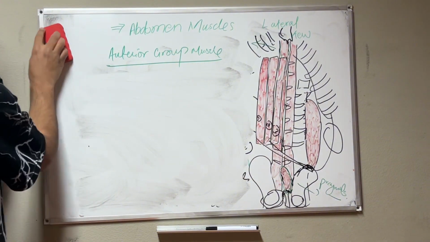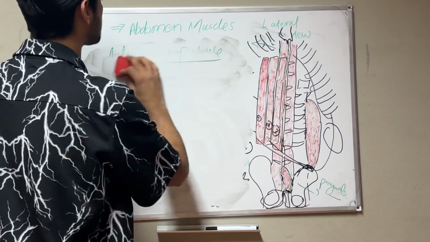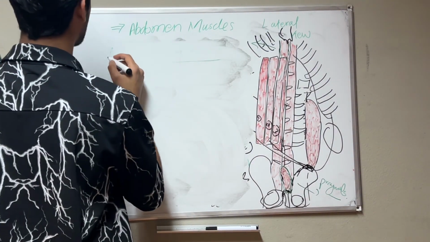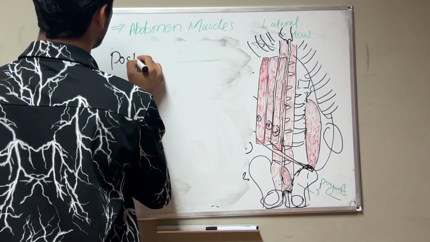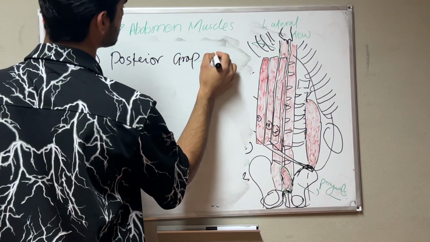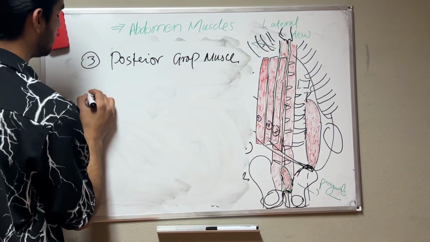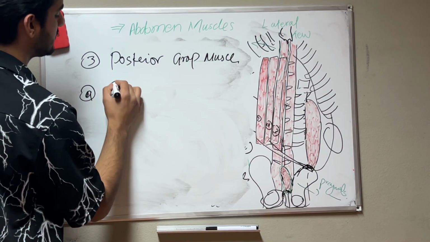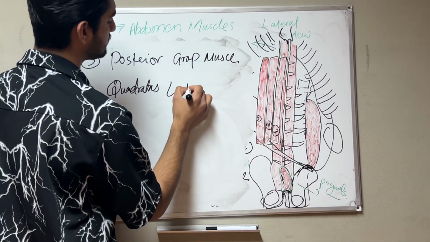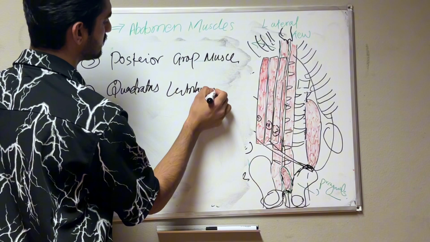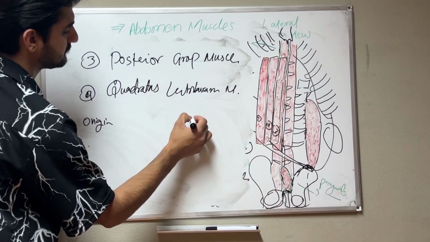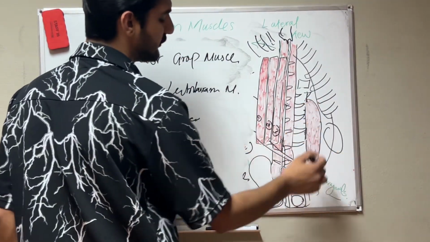Then we have the last group, the posterior group of muscles of the abdomen, which has only one muscle, the quadratus lumborum muscle. This is its location.